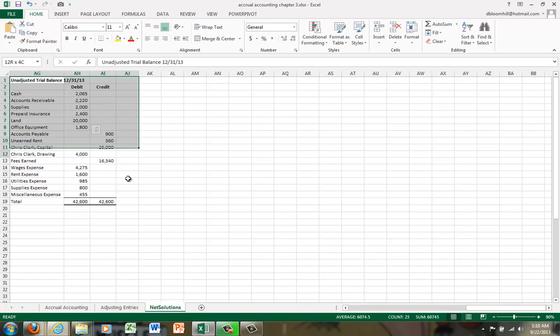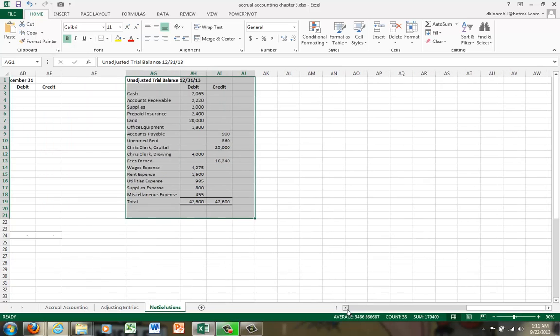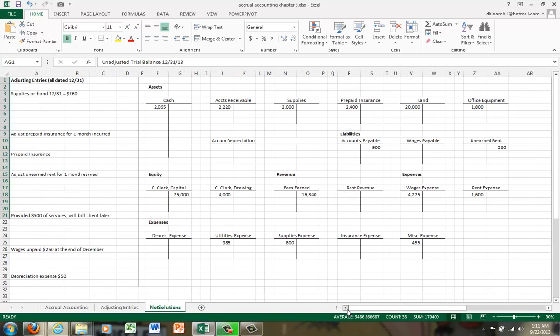So these are all the balances that we're going to begin with, and what I have done right now is I have taken those balances and posted them to the T accounts. So we see all the beginning balances in the T accounts. Now let's do the adjusting entries for NetSolutions.